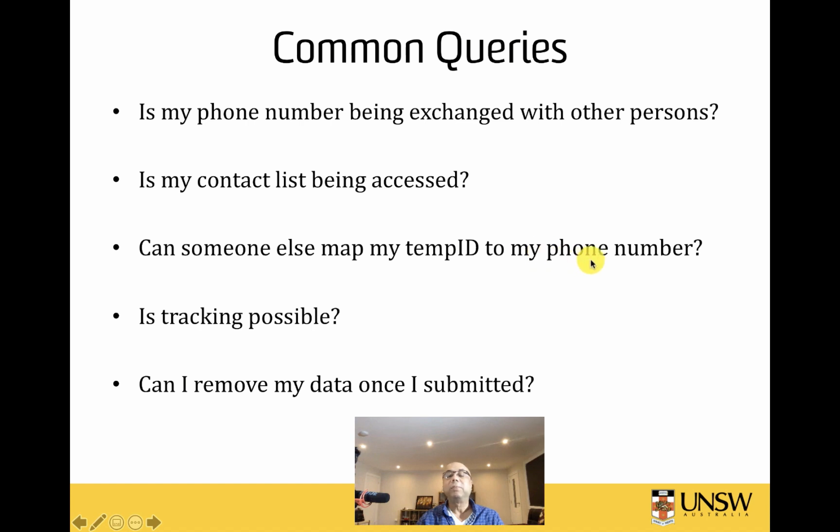Now, can someone else map my TempID to my phone number? The answer is no, because there is no mapping outside of the central server in health organizations, and that is encrypted. Is tracking possible? I gave you some examples. There are other outlier cases that people are talking about, like scanning through an apartment block, and if there are 2 people living and they're using iPhone or Android, then if one is out, you can keep recording and find out. But again, you have to evaluate whether those kind of things are important for you or not.